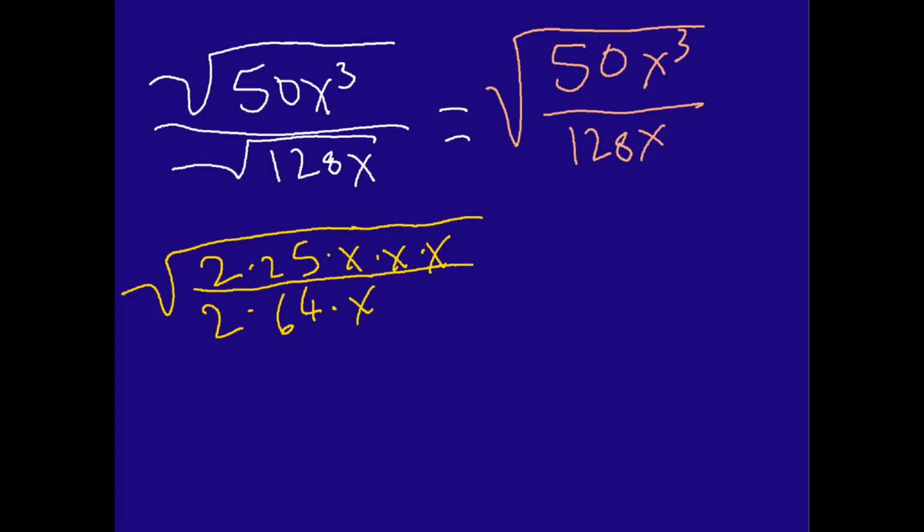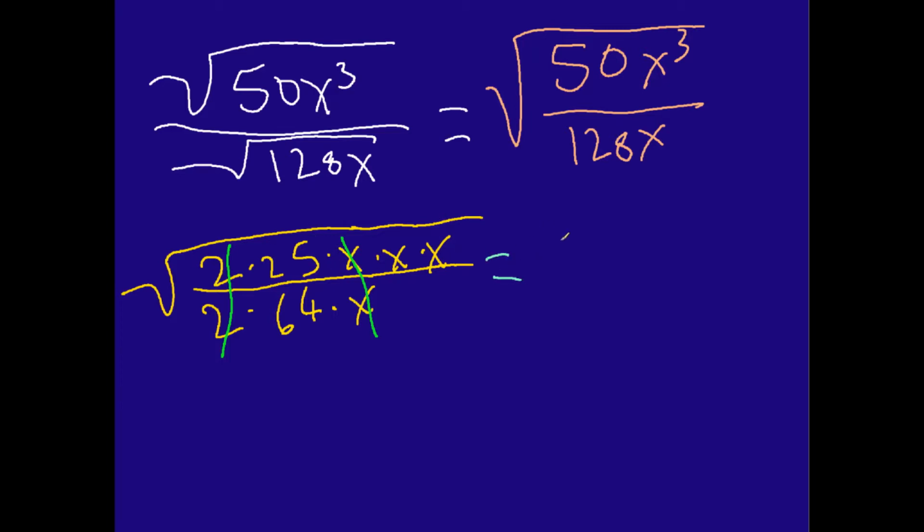There's a particular reason why I chose these numbers. 25 and 64 are perfect powers. In other words, I can take the square root of those and get a complete whole number. And so what we do now is eliminate like terms. You can see here I have a 2 above and a 2 below. I can eliminate that. I have an x above and an x below. I can eliminate that. That gives me the following leftover answer.